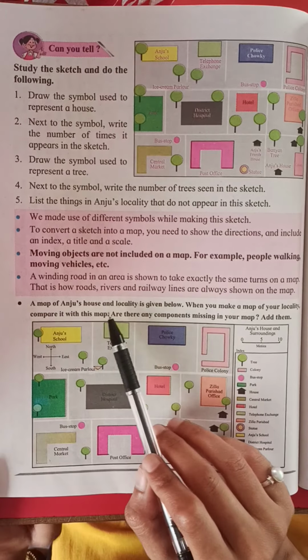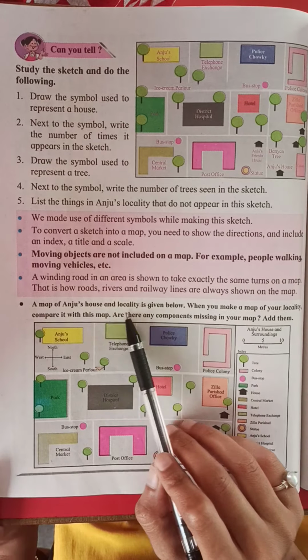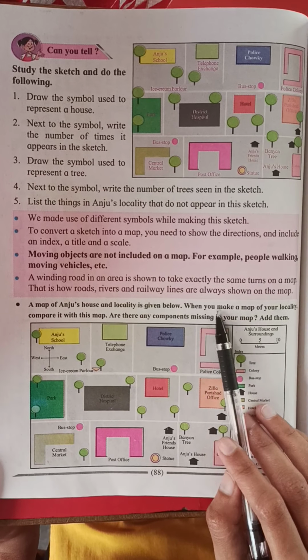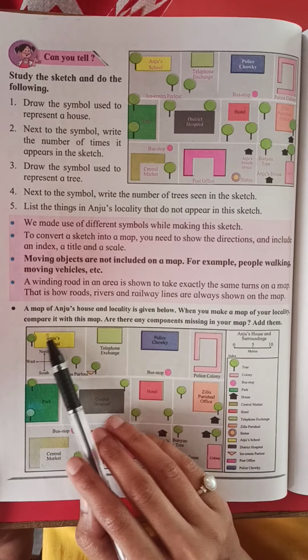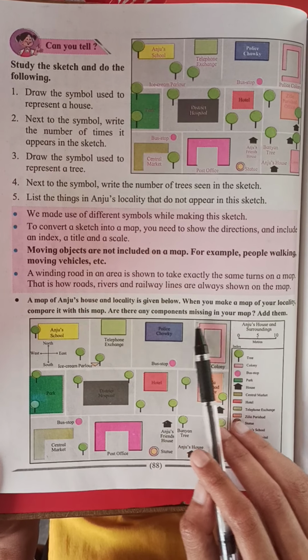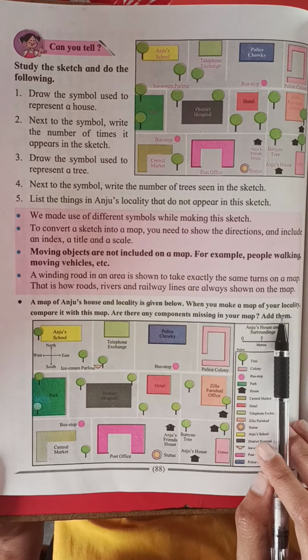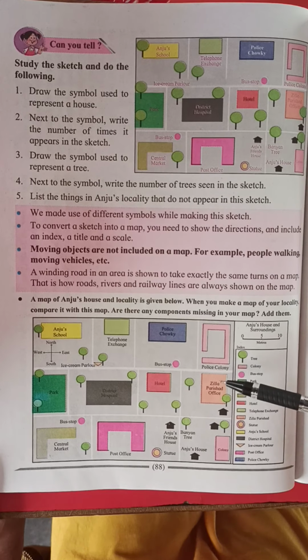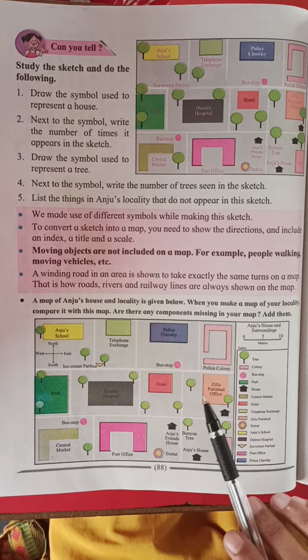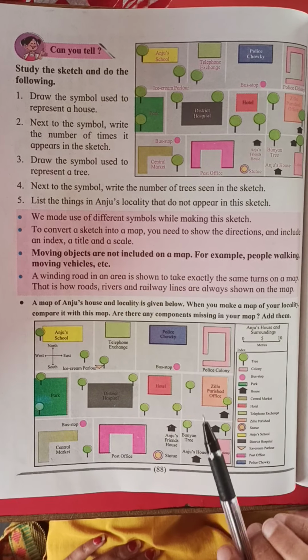A map of Anju's house and locality is given below. See, now this is the map which is made with the help of the sketch. When you make a map of your locality, compare it with this map. Are there any components missing in your map? Add them. You can make your own locality map also with the help of this map, and you can check if anything is missing in your map.